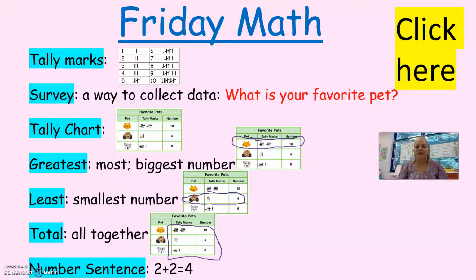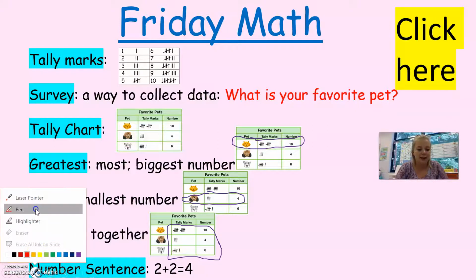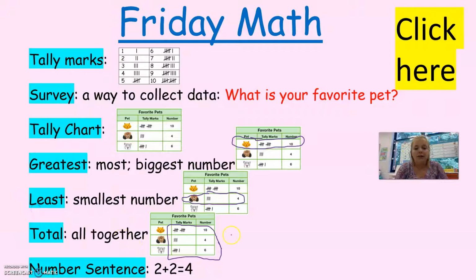The next one is total. Total means how many do you have all together. For total, you can count up all the tally marks or squares, okay? Another thing that you could do is write a number sentence, which is adding or subtracting. Okay, that's our last word. A number sentence where you add them all together. That's the same thing as counting them all up.